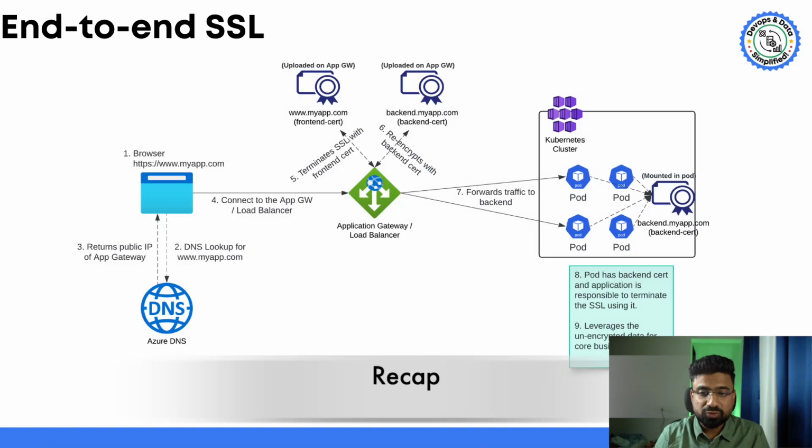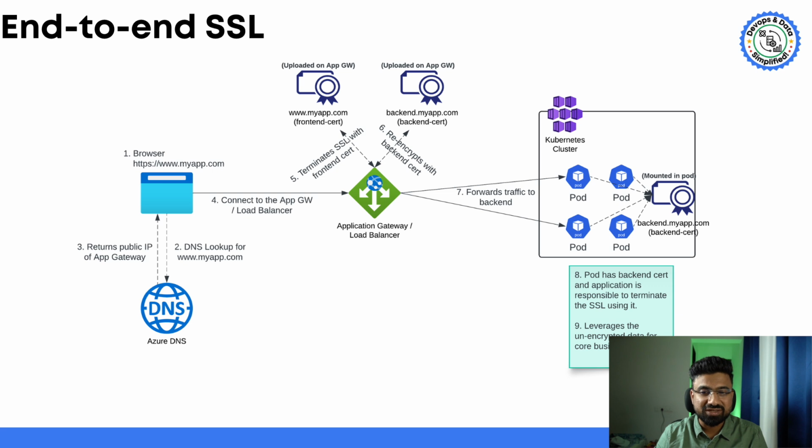If you have gone through my first video, you must have noticed that for end-to-end SSL, we need to put the certificate at two places. One is at the front end, which is the part where my browser is communicating to the app gateway, and then at the back end, where the app gateway is forwarding the request to the pod or to the service that I have.